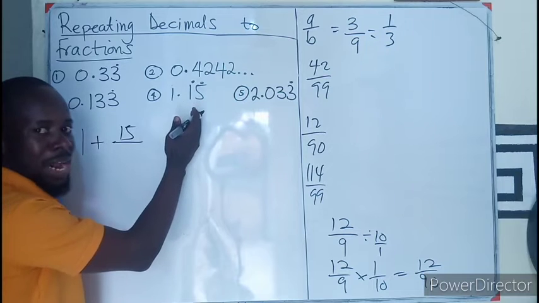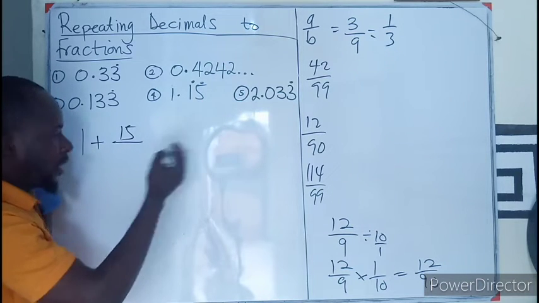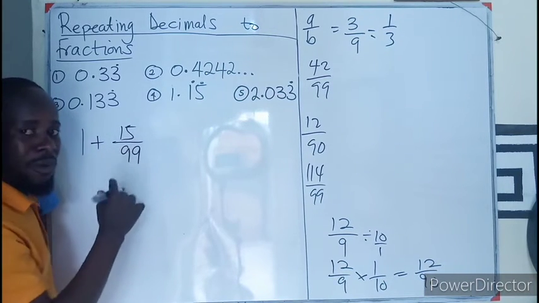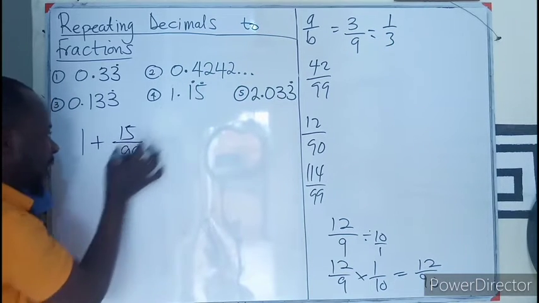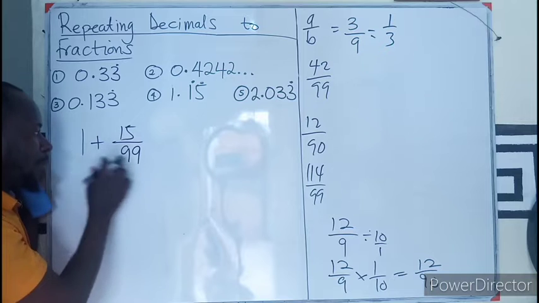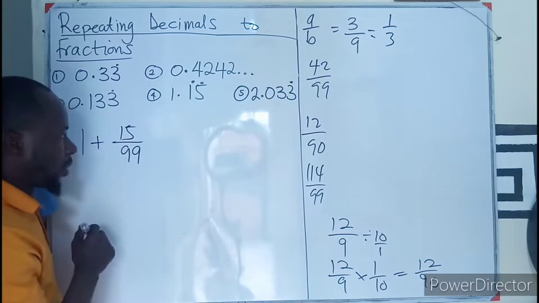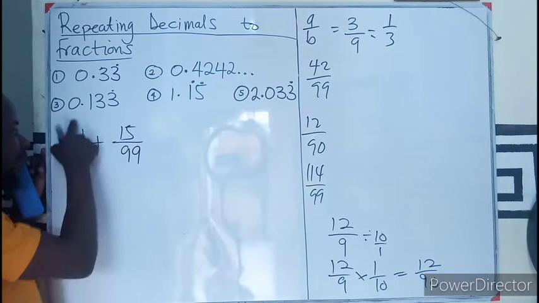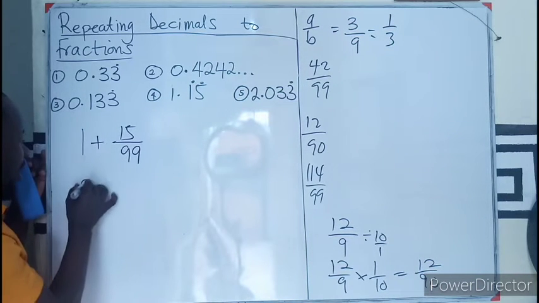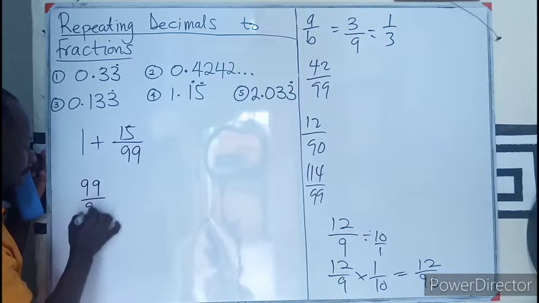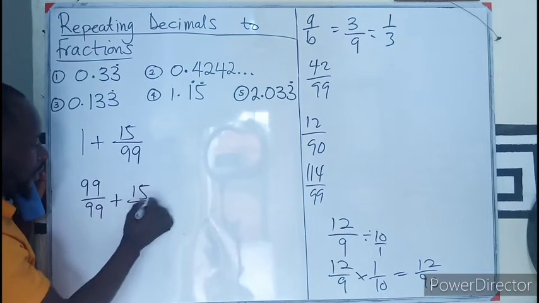The non-recurring number becomes 99, meaning we take away 1 from the 100. No division by 10, because this is exactly what we have here. This whole number plus this gives the original. So I need to express this to have the same denominator, so that is going to be 99 over 99 plus 15 over 99.